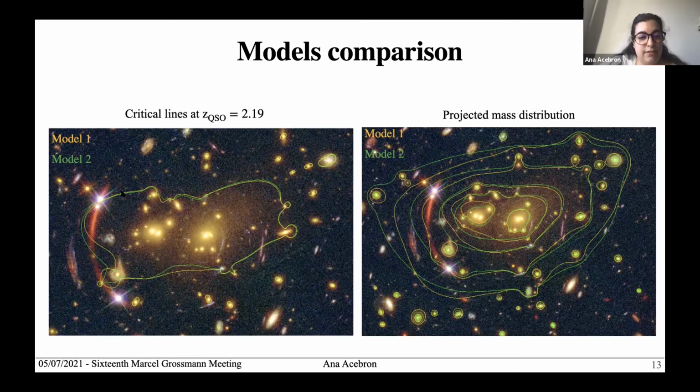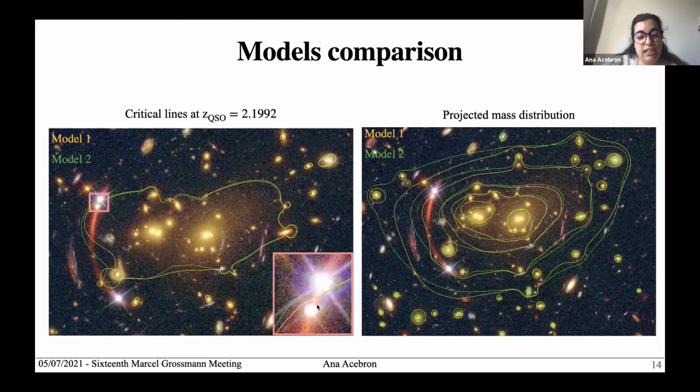Regarding the critical curves, you can see that they are more or less in agreement, but there are some differences on the side of the quasars, which are due to the different modeling these two models perform on this galaxy, which is a foreground galaxy but is included in the modeling since it's very close to image A of the quasar, and another galaxy here, which is very close to image C of the quasar. And you can see here the differences of the two critical curves. And regarding the projected mass distribution, you can see clearly the bimodality of the cluster.